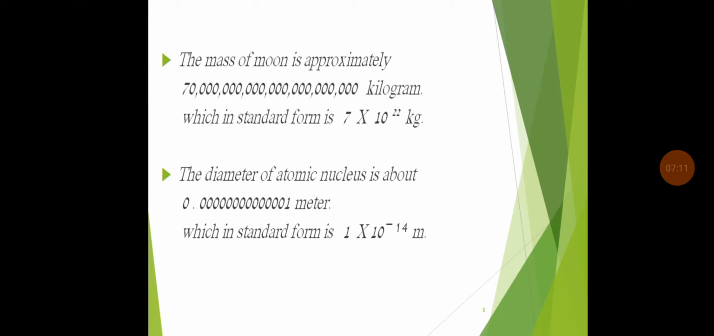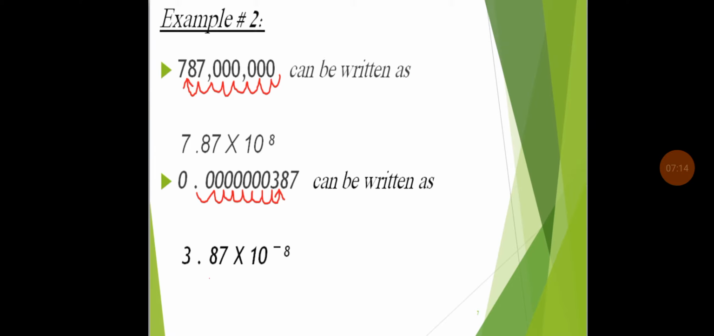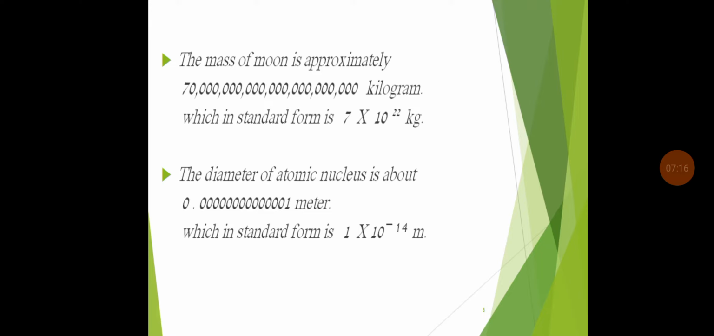In your book, the example which is given is the mass of the moon, which is approximately this. Here this greater value is given in kilograms. When we convert this greater value into standard form, the decimal is placed after the last digit. So here we shift from right to left. Our decimal will be shifted after the first non-zero digit, that is 7. So it will be 7 times 10 power 22 because we move from right to left. So the exponent will be positive, kilogram.